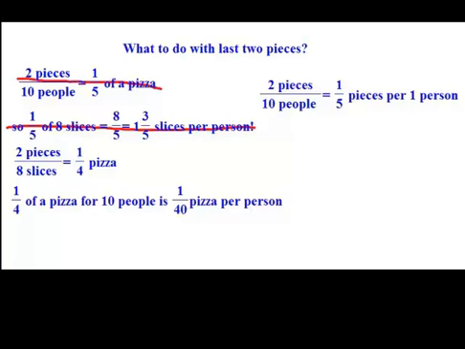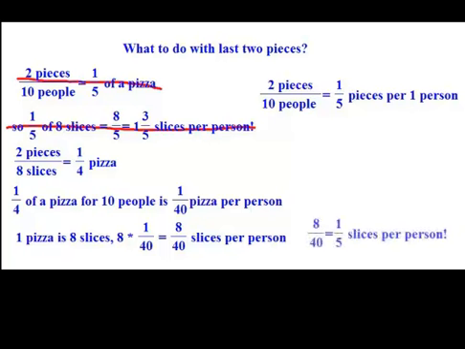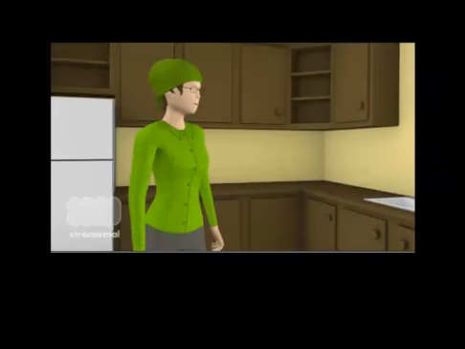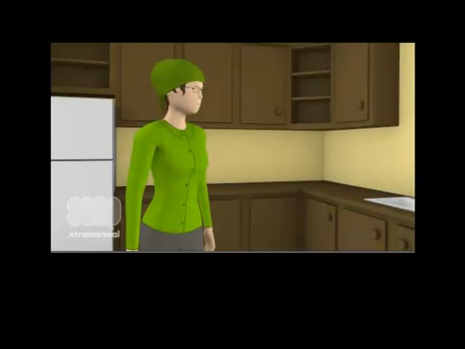Great point. So let's think about the 1/40 in terms of 8 slices per pizza. That would mean 8/40 per person. Wait. That is the same thing as 1/5 of a piece per person, which is what we said before. Amazing. Yes, that is exactly what it means.